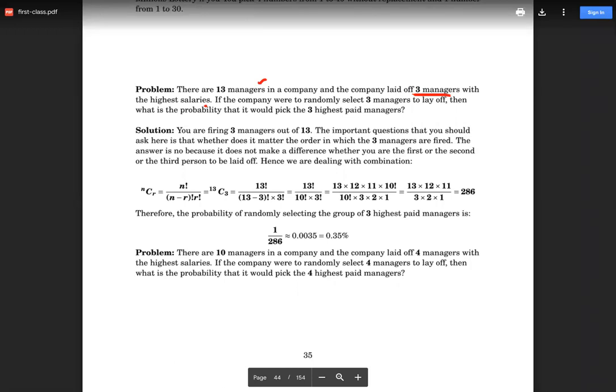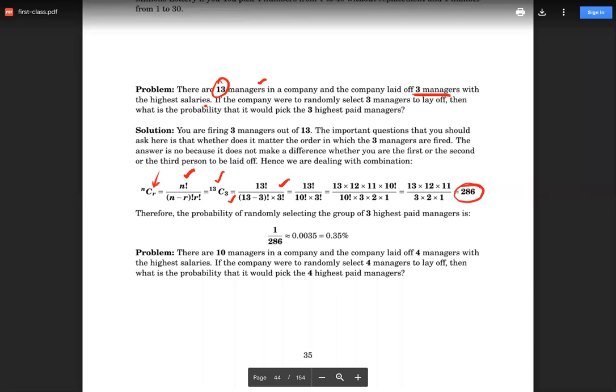If we are selecting 3 people from a group of 13 people, how many different ways can we do it? Now the question is, if you are laying off 3 people, does order really make a difference? The answer is no. So we are dealing with combination. You're picking 3 people from 13 distinct people, and how many different ways can this happen? There is no point in going over the same thing again and again. This is just an application of the formula, and if you do the calculation, you get 286.